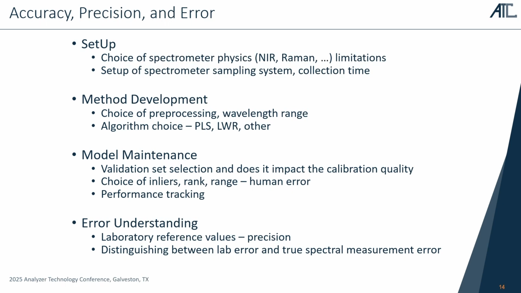One is in the method development, so actually choosing the preprocessing that is going to be necessary, choosing a wavelength range that will be necessary, choosing even the algorithm. And I'll show an example for an algorithm choice in this. Then we have this topic of model maintenance, because that's the place where actually you have the most control over it. And there, the issue is human error in building a calibration model. And then finally, an error understanding. So how do we compensate for the problems in the reference method? Because those can be compensated for in real time.